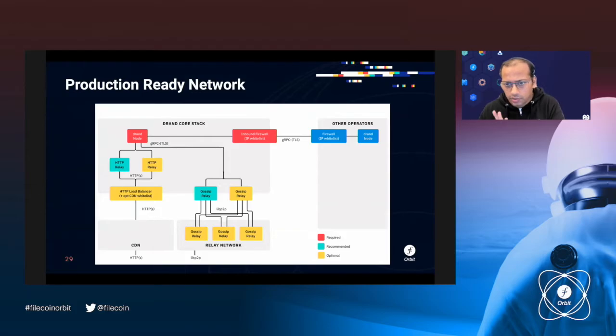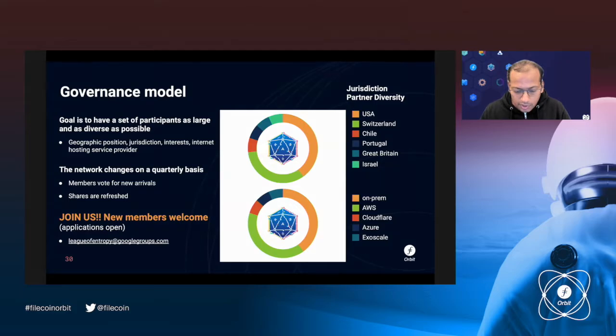For the lack of time, I'll probably skip over the architecture. I think I already mentioned this, so you can follow up in the slides later on, or we can take questions next time. Most importantly, DRAND has a solid governance model. We want to make sure that we have a set of participants that are diverse in nature, which means that they operate in different geographies. They are under different government jurisdictions.